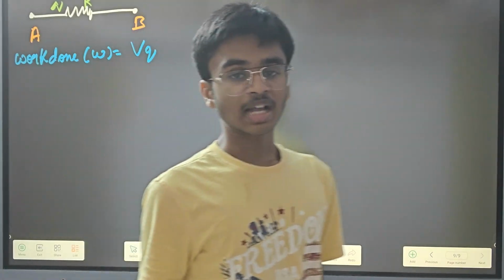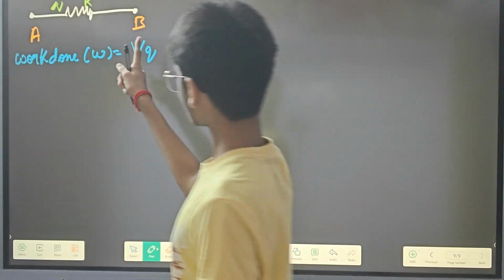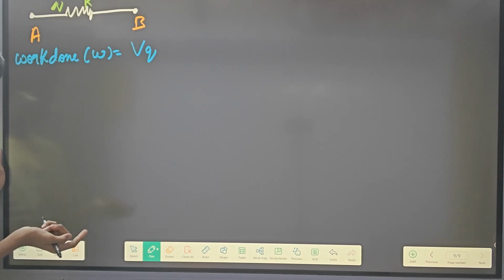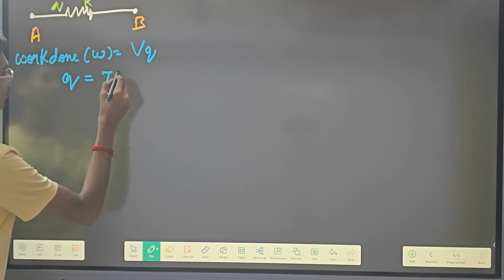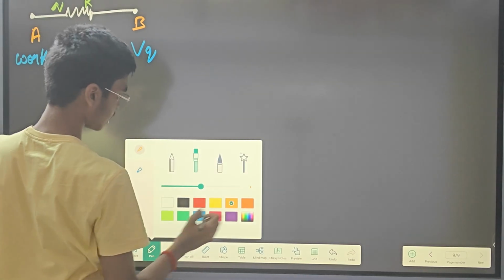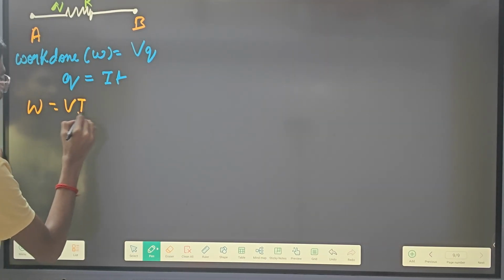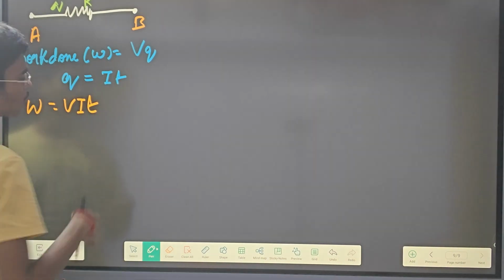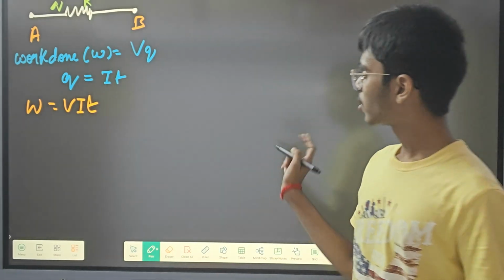Work done per charge is equal to voltage, that we know, right? So voltage is equal to W by Q. From this, what is Q equal to? Q is equal to IT. So from this, we can say that work done is equal to VIT. Okay, VIT, small t. Big T always represents temperature. So work done is equal to VIT.